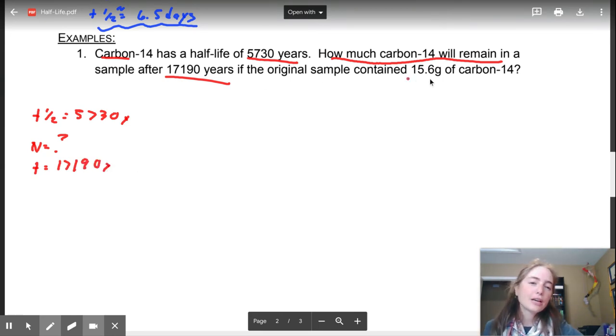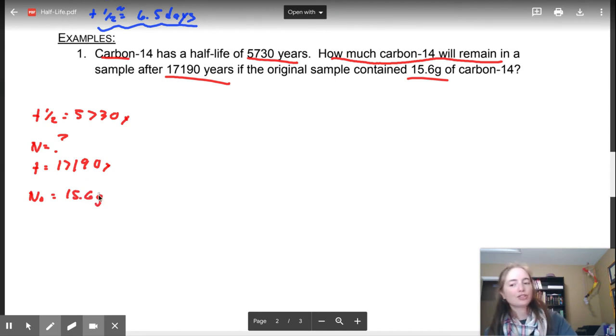If the original sample contained 15 grams of carbon-14. All right, so that's our original amount. I'm not going to change any units here, ladies and gentlemen. Leave this in grams. You'll just get an answer in grams, and that's okay. Write your units with your final answer, and we're golden.